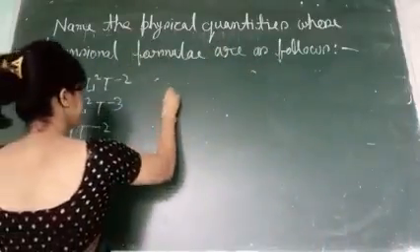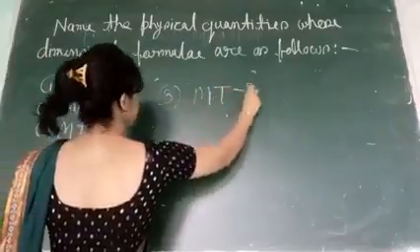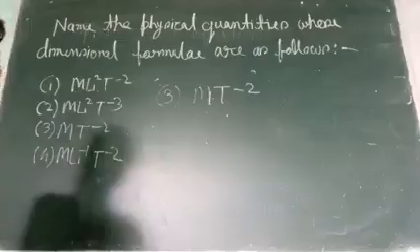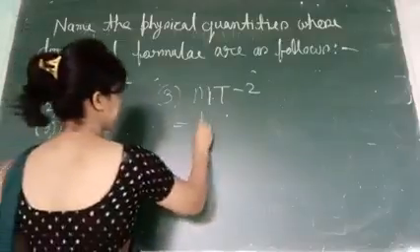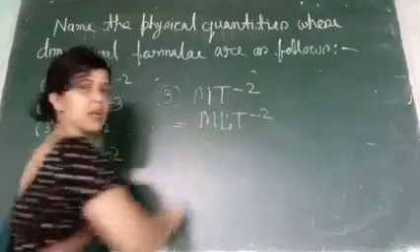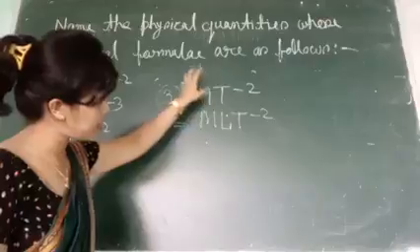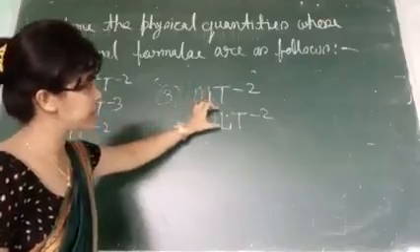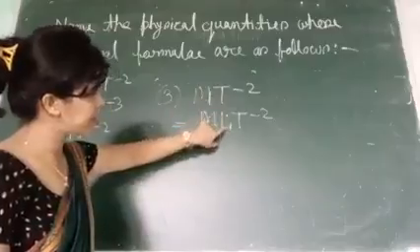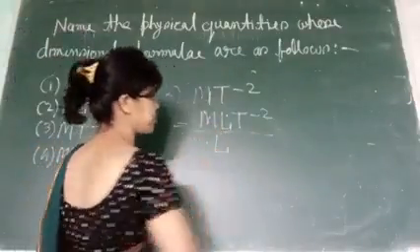So number 3, it is given M T to the power minus 2. How can we write this thing actually? M L T to the power minus 2, since here this term is multiplied by one new term, L, which is actually written here, that is why we should divide this term by L also.